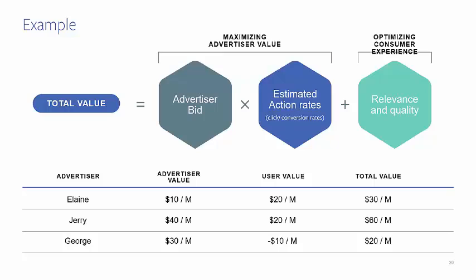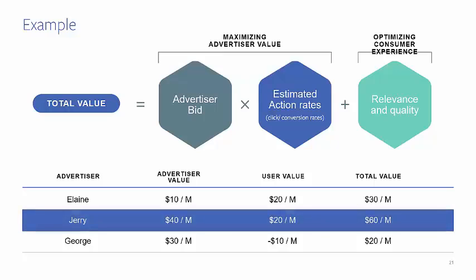When we add the advertiser and user value for each ad, we get the total values, and we can see that Jerry's ad wins, with the highest total value of $60 per 1,000 impressions. So we'll show Jerry's video ad to Kramer. But that's not the end of the example, because I don't think Jerry would be too happy spending $60 CPM. We still need to figure out what price Jerry pays with best response bidding.